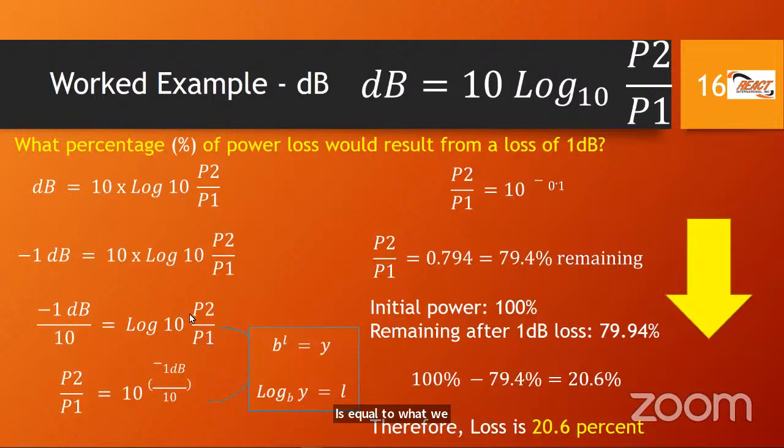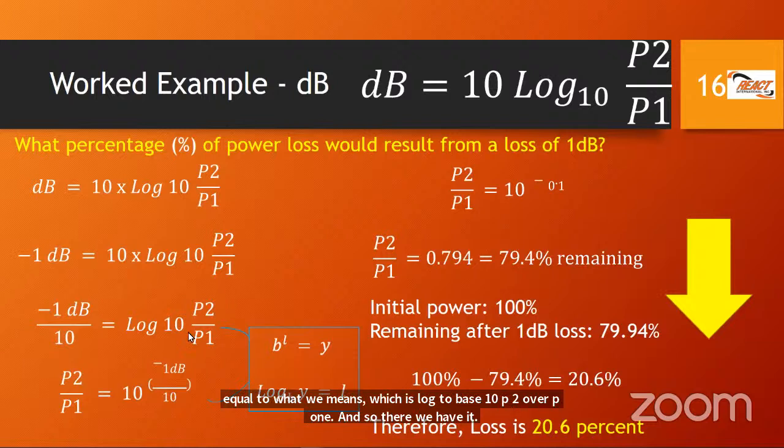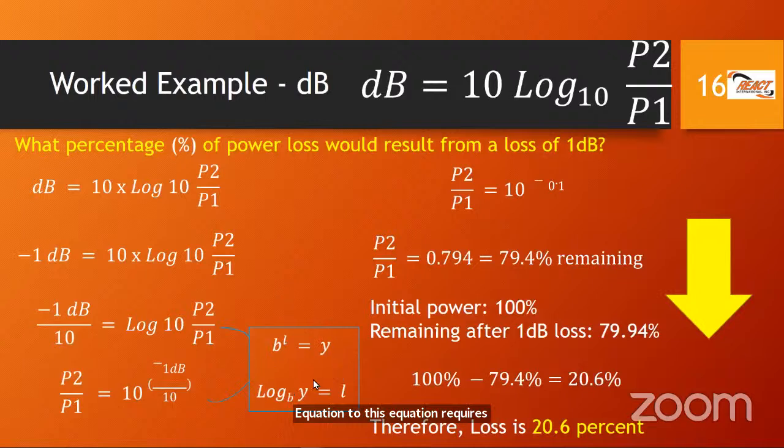So there we have it. Now, for us to come from this equation to this equation requires knowledge of logarithms. That's why in the previous slide we showed you this: b to the power of L is equal to y, and therefore log to base b of y is equal to L. We're going to use this relationship to do some manipulation, just rewriting this into an alternative form.